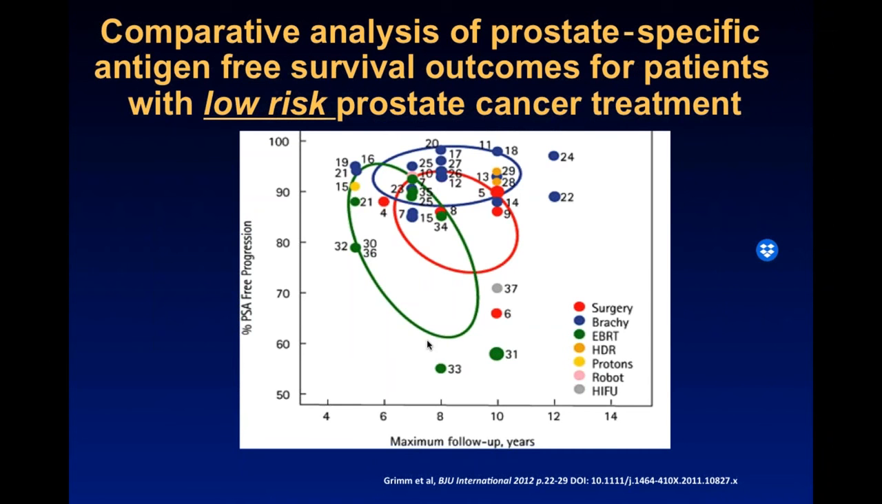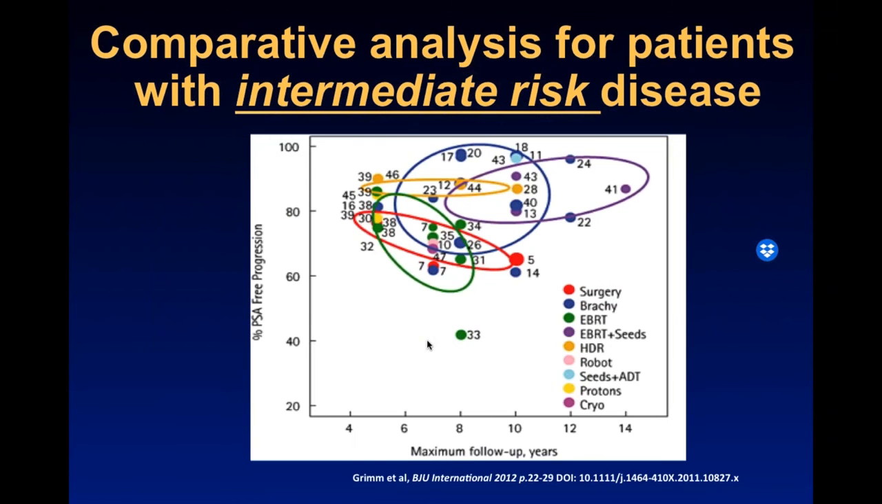So as we move to intermediate risk prostate cancer treatment, what we also see is that brachytherapy alone still has excellent long-term follow-up data. And then what we also see emerging is this external beam plus the seeds, which is the purple spheroid, which also demonstrates high PSA progression-free survival long-term. So here's what the published data demonstrates for intermediate risk disease.